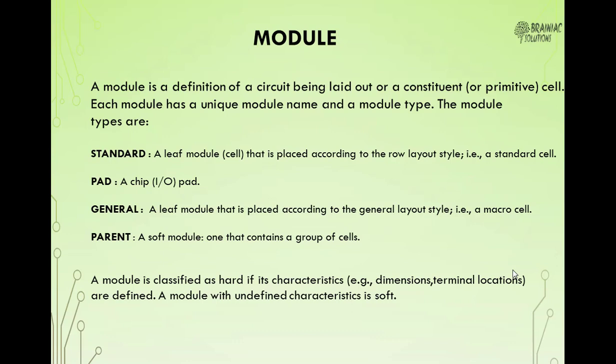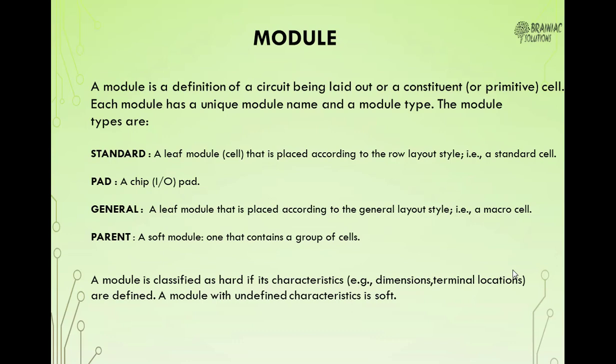Next one is journal, a leaf module that is placed according to the journal layout style, that is, a macro cell. When we have submodules with dissimilar characteristics and these are connected to each other through nets, then we can say it's a journal type of module. Any module that has particular characteristics is known as a journal type of module.